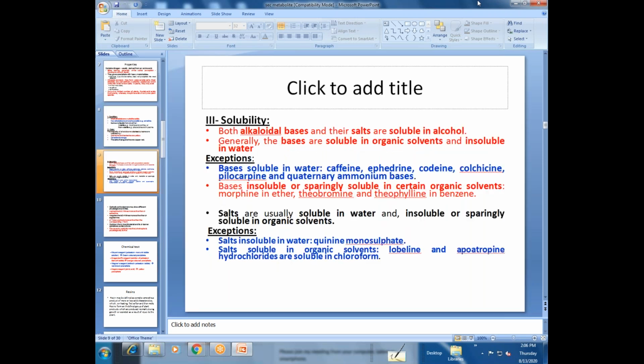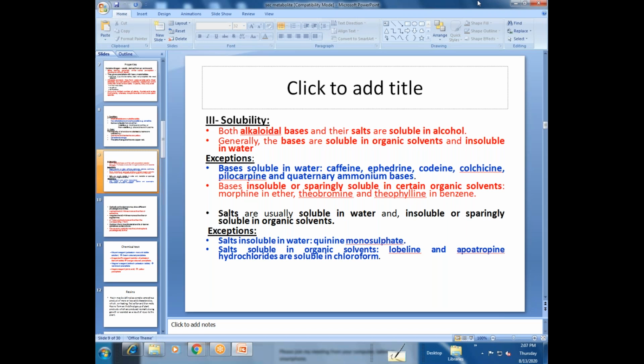Coming to the solubility, alkaloid bases and their salts are soluble in alcohol. Alcohol is a polar solvent. Generally, bases are soluble in organic solvents and insoluble in water. So free bases, meaning they are not salts, are insoluble in water, but salts of the base are soluble in water.